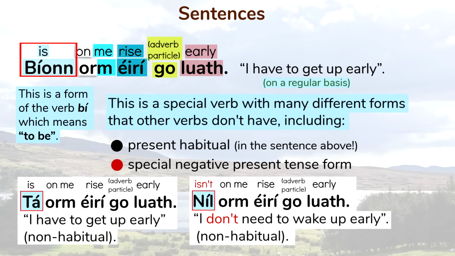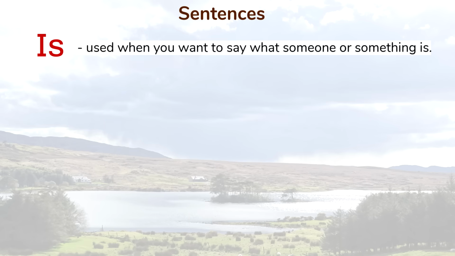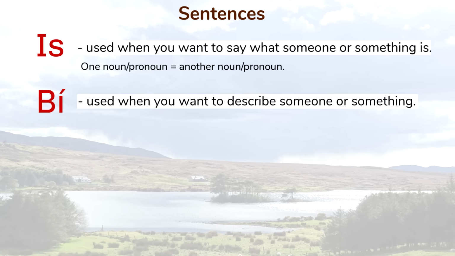The highlighted words are all forms of the verb be, but this is not the only verb meaning to be in Irish. There's another verb, is. Is is used when you want to say what someone or something is. One noun or pronoun is equivalent to another noun or pronoun. The verb be is used when you want to describe someone or something. So there's often a noun or a pronoun with an adjective to describe it.